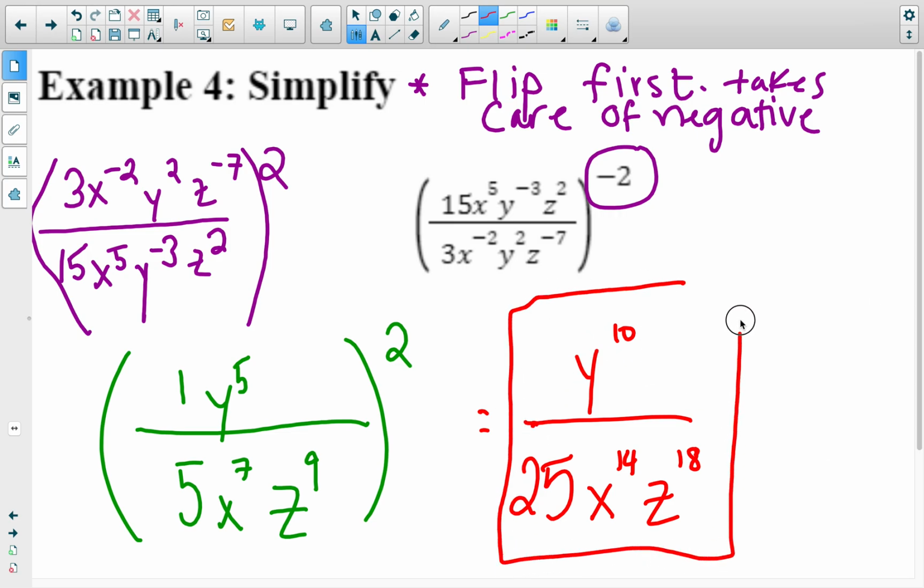And there you go. That is one of the most involved examples you will see, right? This negative exponent out here means we have to flip the numerator and the denominator first. That's the easiest way to go about this kind of problem. Take a look at your practice. Let me know what questions you have.